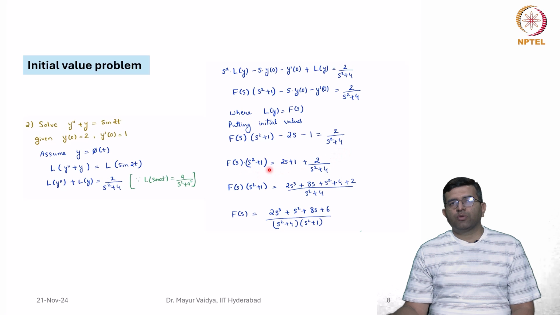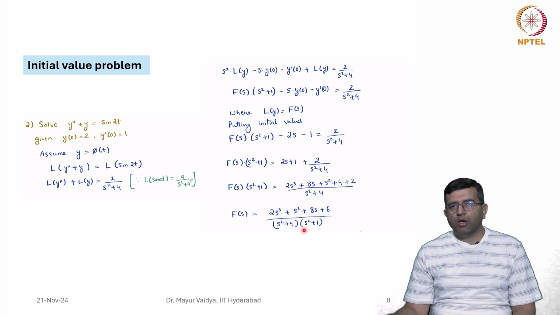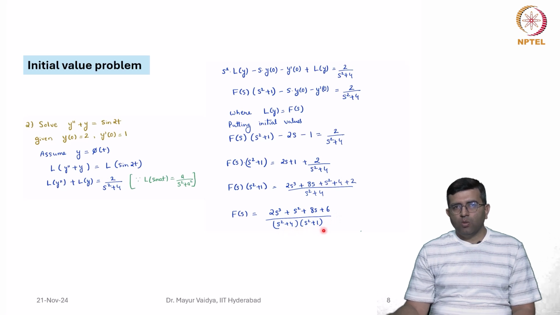So F of s, if you do some algebraic rearrangements, you get 2s cube plus 8s plus s square plus 4 plus 2 over s square plus 4, and you have s square plus 1 here. So finally, your F of s is equal to 2s cube plus s square plus 8s plus 6 divided by s square plus 4 and s square plus 1.